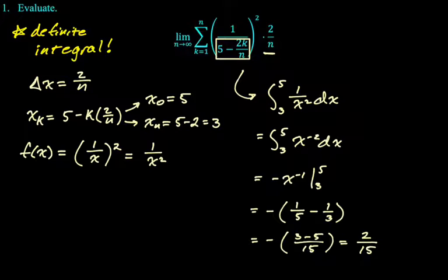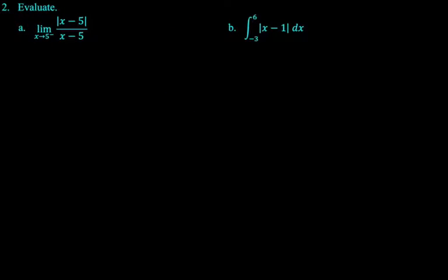Let's take a look at the next question. These are two of the common questions that you run into that are a little weird, but pretty straightforward when you actually know what you're doing. So limit as x approaches 5 from the left, absolute value of x minus 5 over x minus 5.